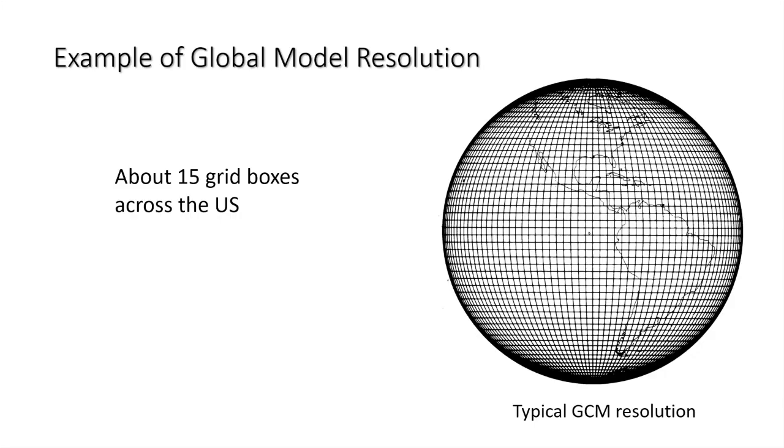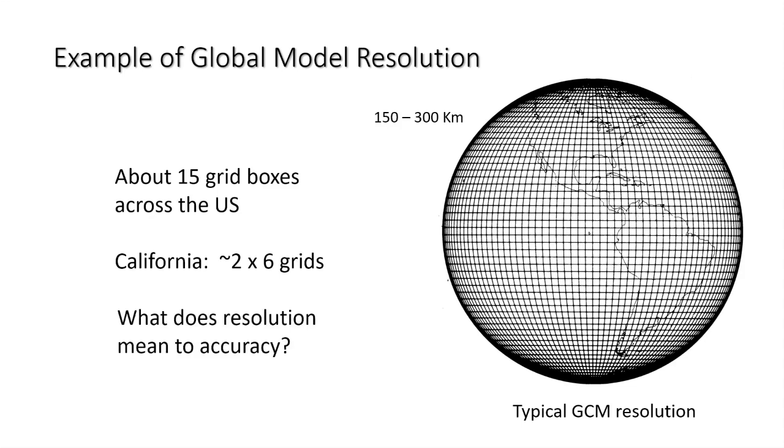In this example of global model resolution, you see that the Earth's surface provides a resolution of 150 to 300 kilometers. This amounts to 15 grid boxes across the entire United States, and California rendered in a 2x6 grid. Not very much resolution. So the question then becomes, how does resolution relate to accuracy?